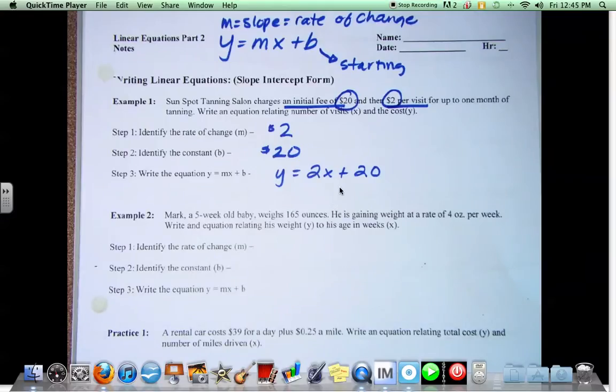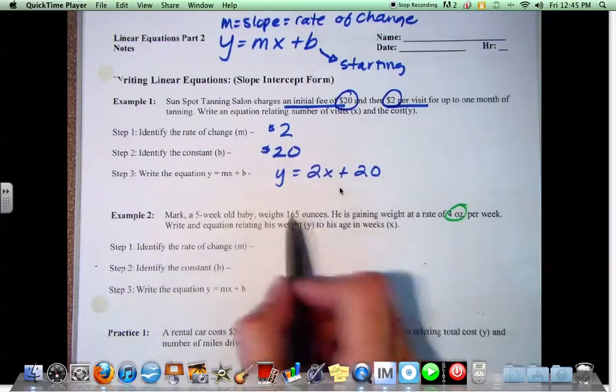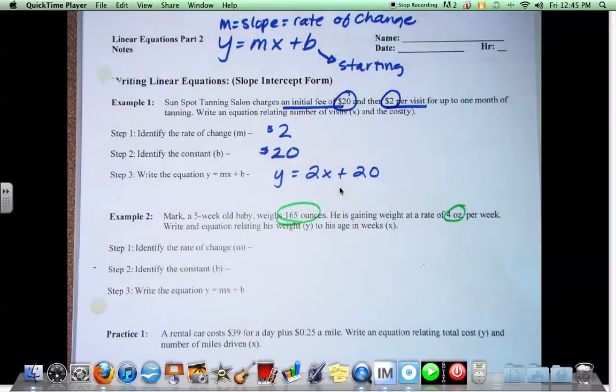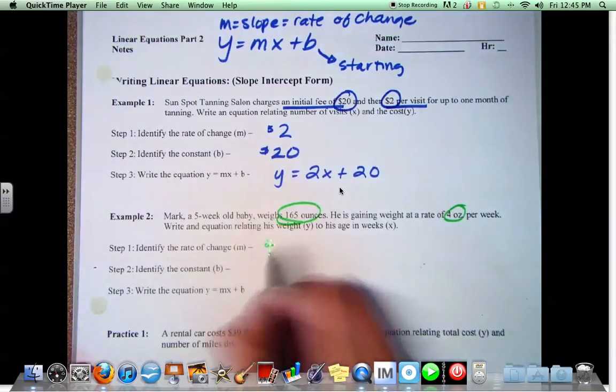All right, example 2. Mark, a 5-week-old baby, weighs 165 ounces. He is gaining weight at a rate of 4 ounces per week. Write an equation relating his weight, y, to his age in weeks, x. So what are the two values that were given? 4 and 165. 4 ounces and 165 ounces. So, step 1, identify the rate of change. 4. How do you know that it's the 4? It says per week. We know that every week that's changing. So we have the 4 ounces per week.